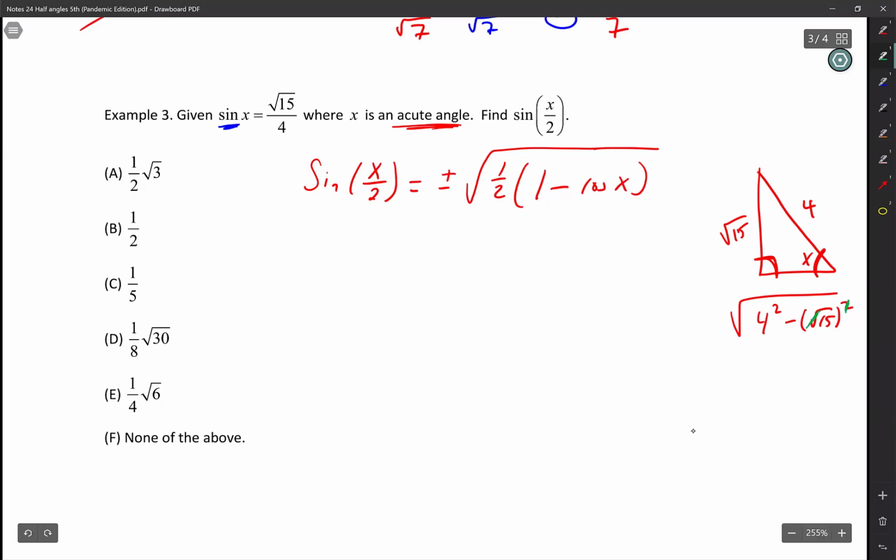And then 4 squared is 16. So 16 minus 15, that's 1. And the square root of 1 is 1. So this is 1. And here on the side, I'm going to write what cosine of that angle is. Cosine of angle x is adjacent 1 over hypotenuse 4.